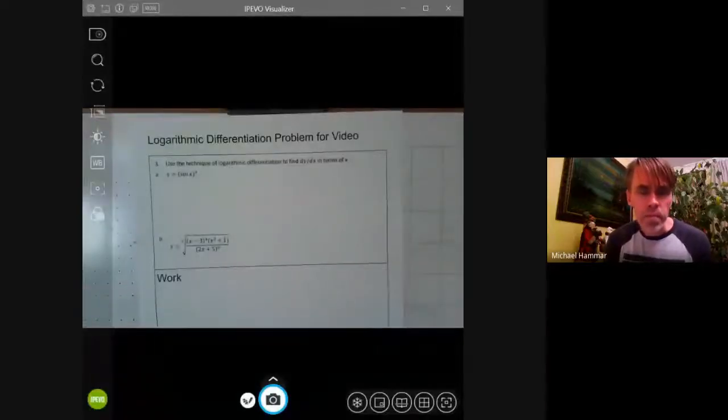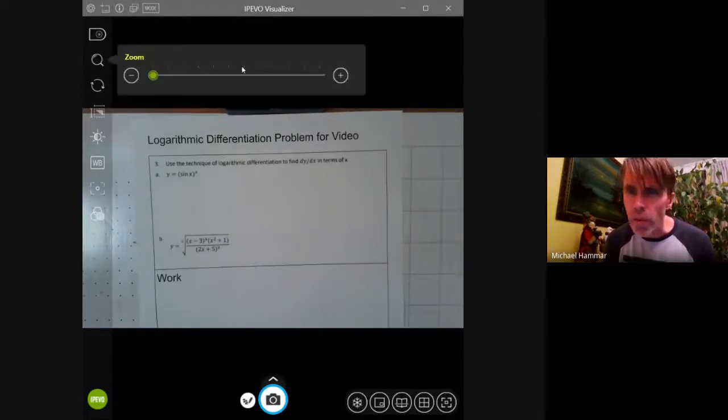So I need to present to you this window. And let me share. So here you go. We have two problems, and let me zoom in on these for you.